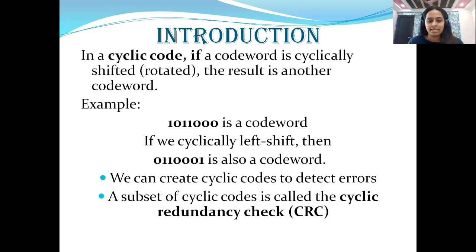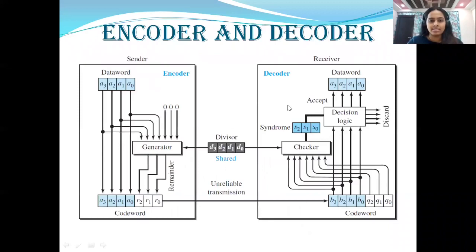So we use these cyclic codes to detect errors, and a subset of cyclic codes is called the CRC, cyclic redundancy check. What you're doing in a cyclic redundancy check is you're taking a data word and adding some redundancy to it. When you transmit it through the transmission, the receiver can check if this data word, which you converted to a code word, was corrupted or not by checking the redundancy. So we'll see how it is done more clearly here.